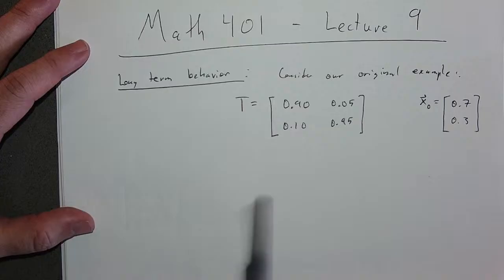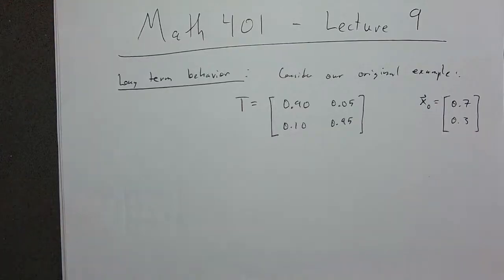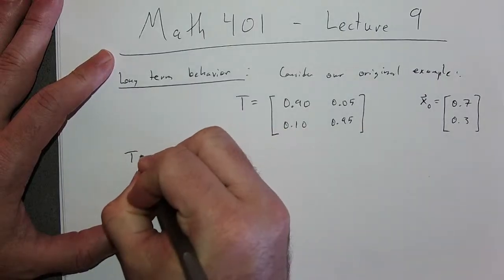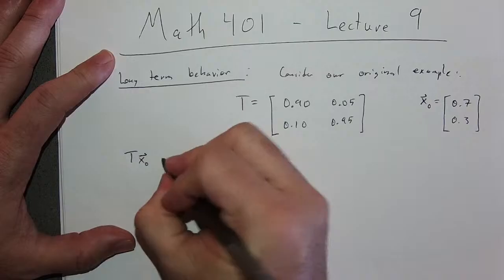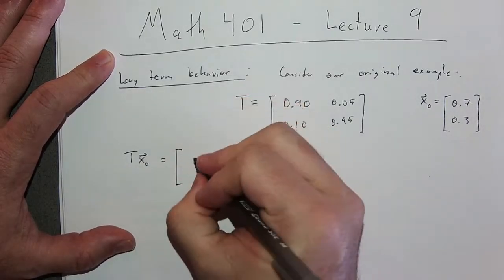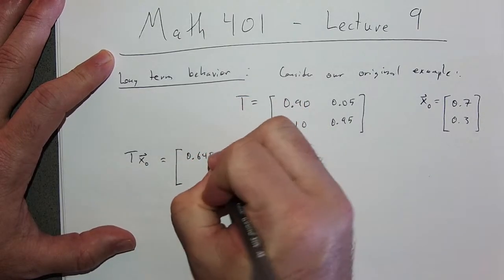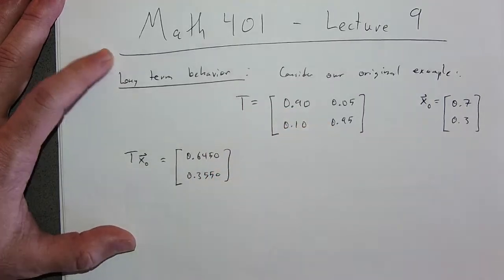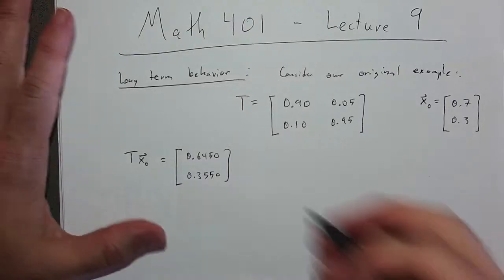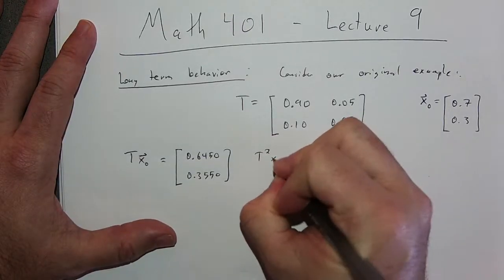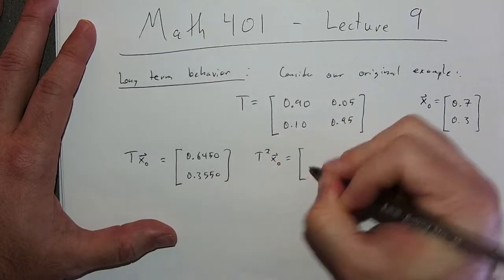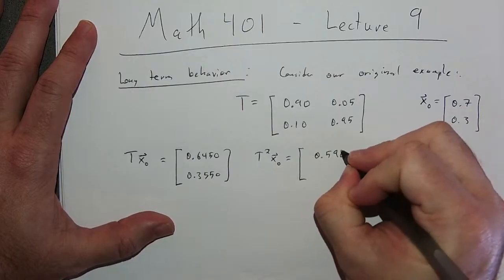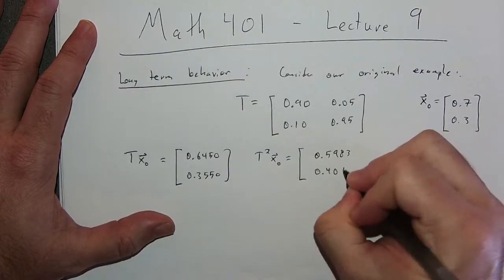So let's see what the long-term behavior would be for the situation where this is your transition matrix. So you only have two states, right? States 1 and 2. And this is your initial distribution. So what is this? We already computed this before. This is 0.6450 and 0.3550. Again, hit it again with T. So T squared times x naught is 0.5983, 0.4017.